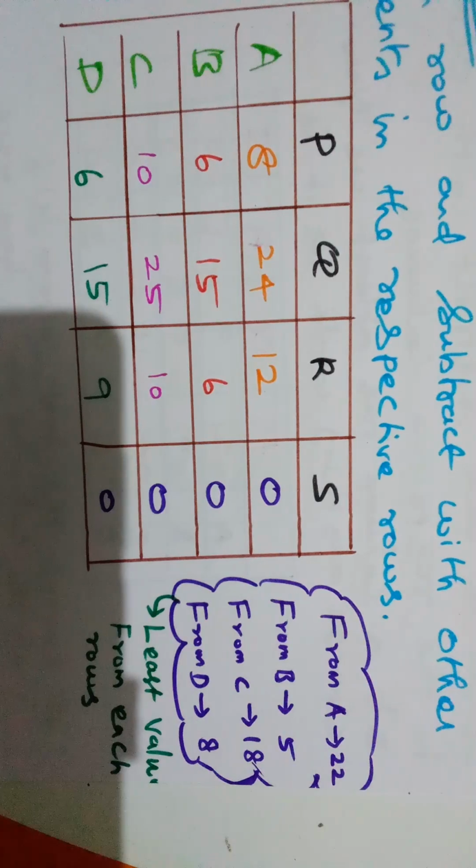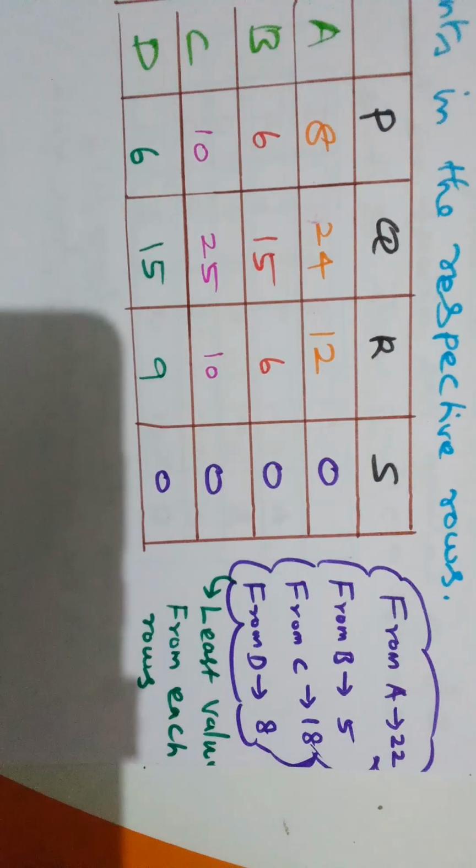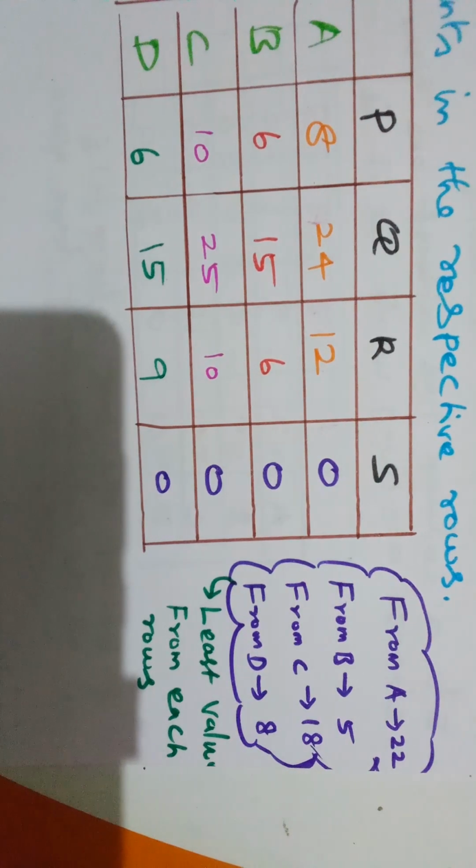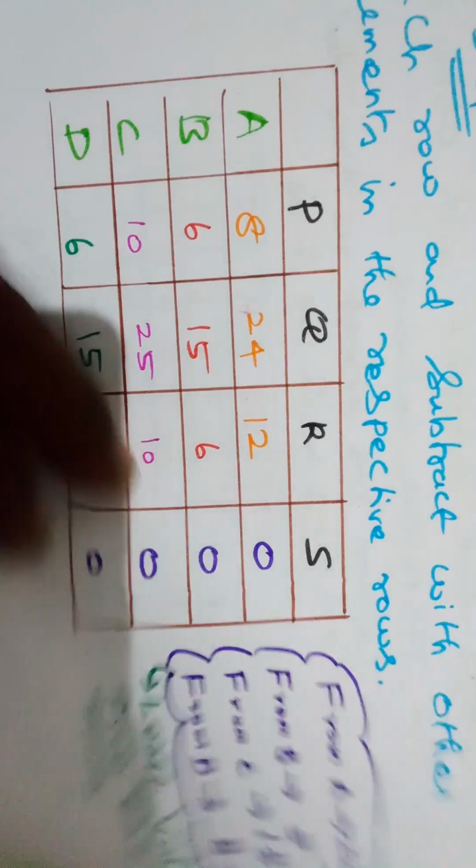Okay. Go to the last row. 8 is the least value. So 14 minus 8 is 6. 23 minus 8 is 15. 17 minus 8 is 9. And 8 minus 8 is 0. Okay. Let us move to the next one. See this.